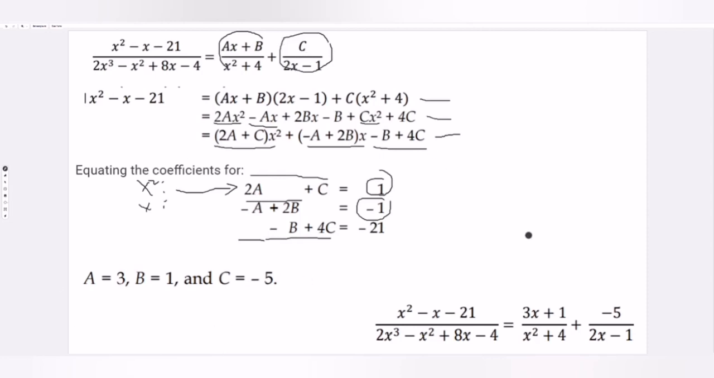Therefore, our final answer is 3x plus 1 over x squared plus 4, which is under the distinct quadratic factors, plus negative 5 over 2x minus 1, which is under the distinct linear factors.